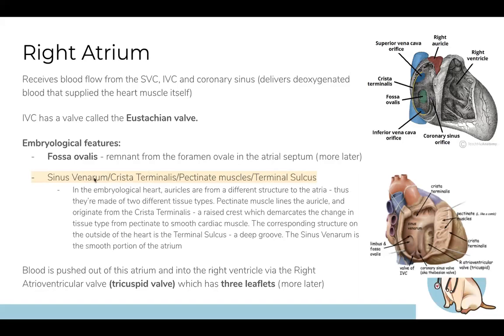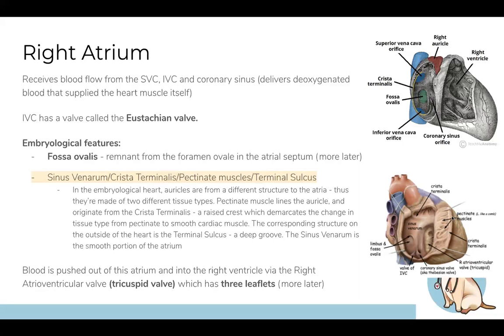Then you have the sinus venarum, the crista terminalis, pectinate muscles, and the terminal sulcus. And they're all different things. The reason I put them all together is because they all interrelate quite closely. So the sinus venarum, you can see there's like this crest thing. The crista terminalis is like this line here, and it basically marks where it changes from the auricle to the atrium.